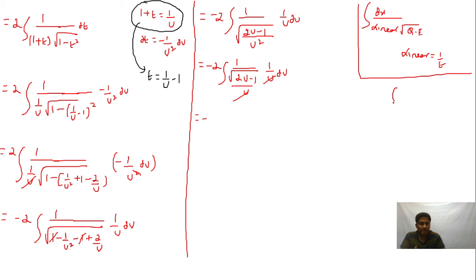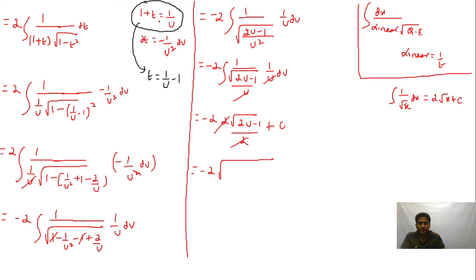Integration of 1 by root x is directly 2 root x. So this is minus 2, integration of 1 by root x is 2 root x, 2u minus 1, coefficient of u is 2, so divide by 2 and plus c. This will cancel. So minus 2 into root of, substitute the value of u.